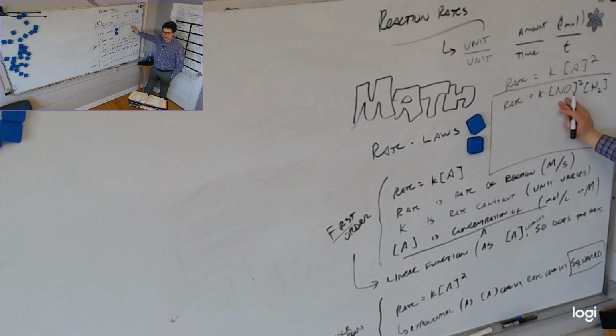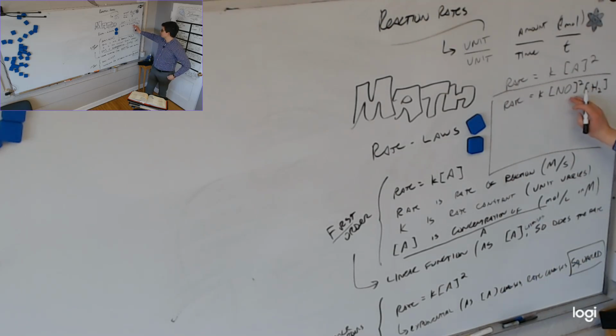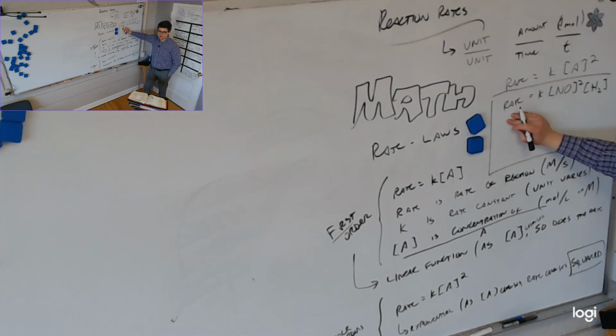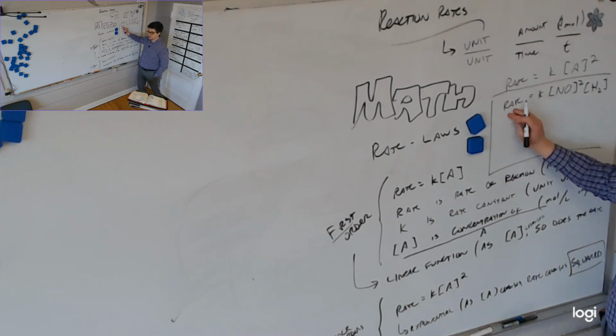So if I double NO, how does the rate change? It quadruples, because it changes by the square of that. If I triple H2, how does the rate change? I'm tripling H2. If I triple H2, the rate triples.